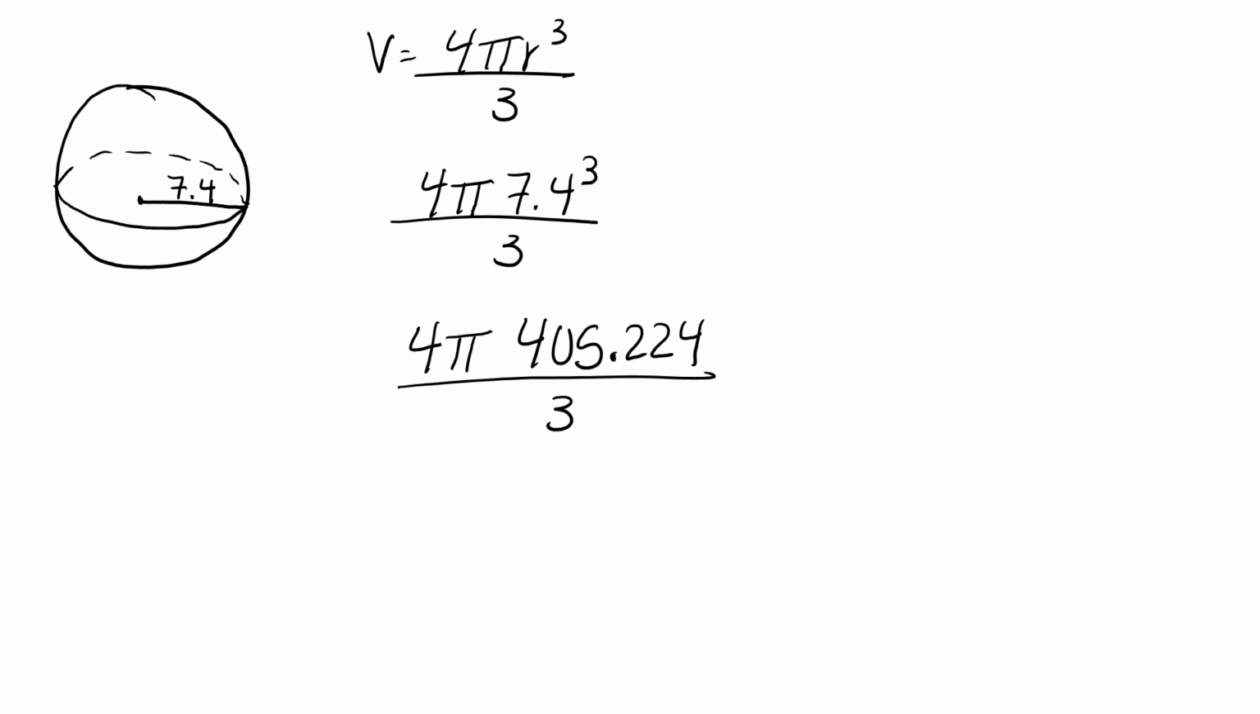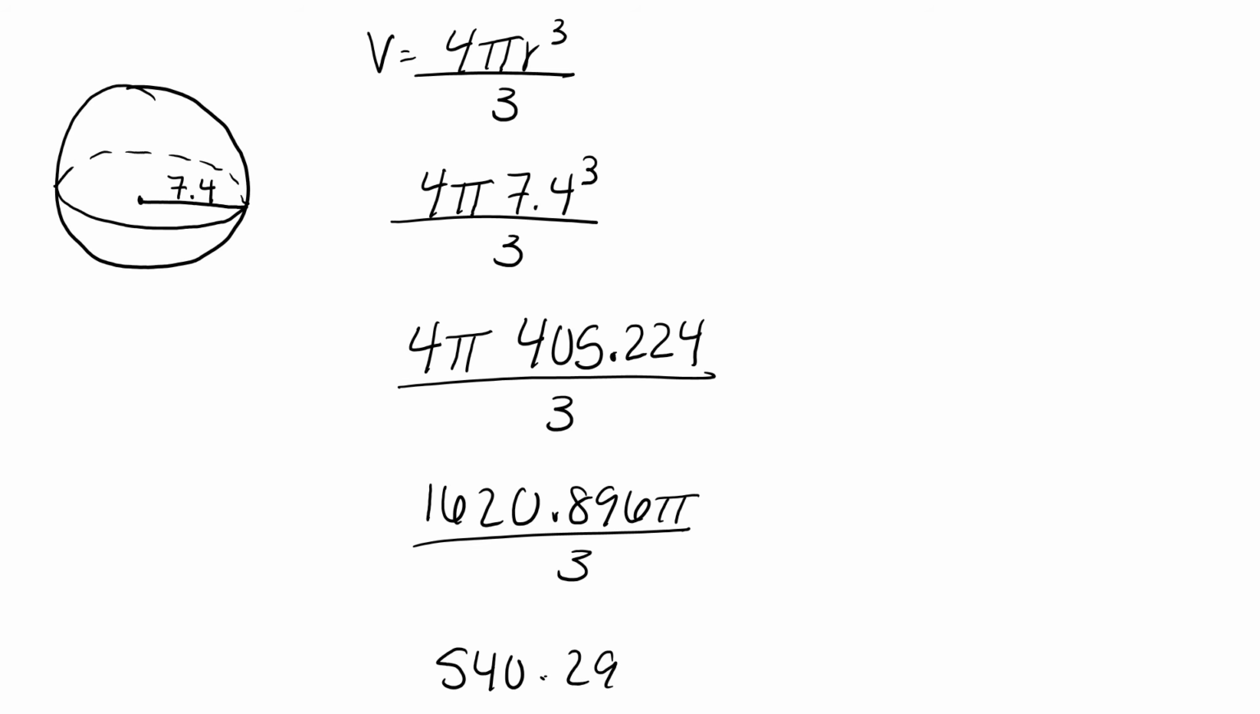We multiply that value by 4 to get 1620.896. We divide that value by 3 to get 540.2986 repeating. And then we multiply by pi. Notice we did not round any of our values. All the numbers stay in the calculator as you move through each step.